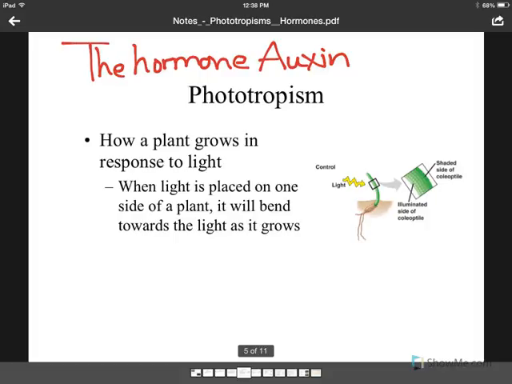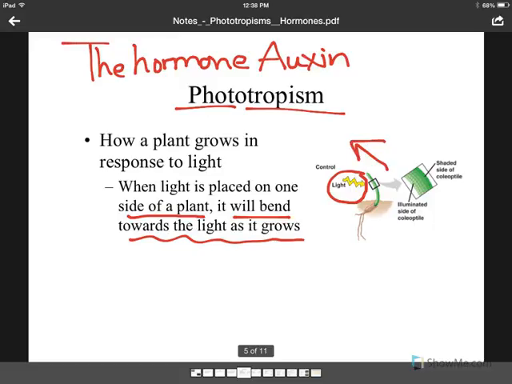So let's take a look at the hormone auxin. The hormone auxin is involved in something called phototropism, how a plant grows in response to light. When light is placed on one side of a plant, you might have seen that it actually bends towards the light as it grows. If you look at the picture here, they're showing us light on the left-hand side of the plant. But what that means is, in order for the plant to bend towards the light, on the shaded side we actually see growth.